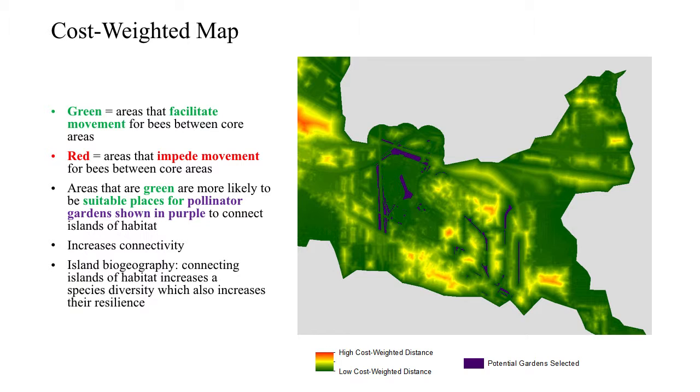Areas that are green are more likely to be suitable places for pollinator gardens, shown in purple, to connect islands of habitat. By creating these long linear gardens shown in purple, we'll increase connectivity between the two big islands of habitat, increasing bee movement and resilience.